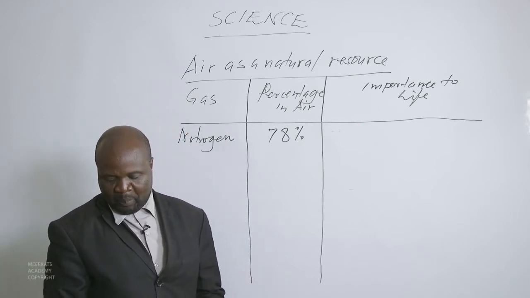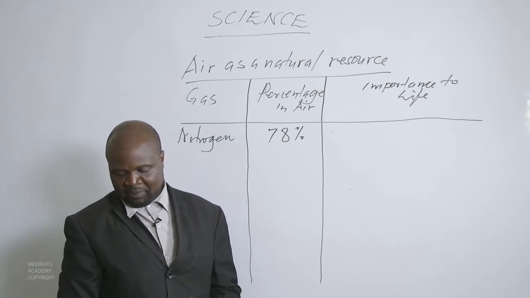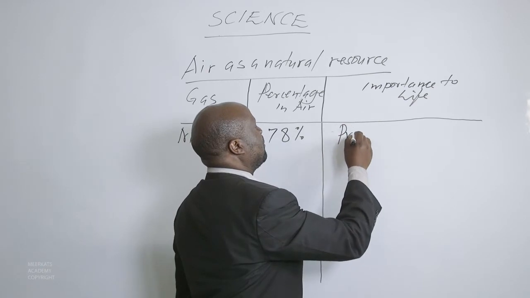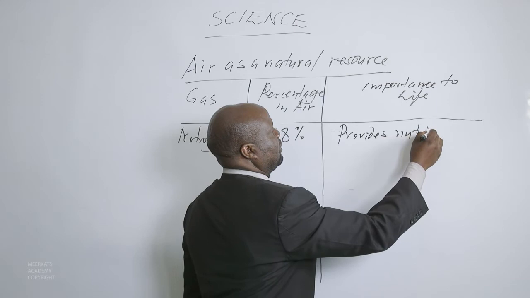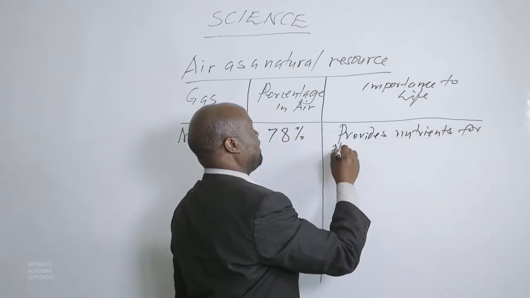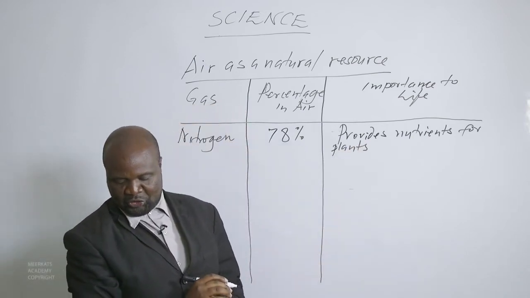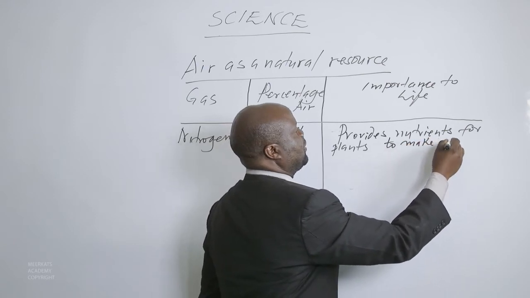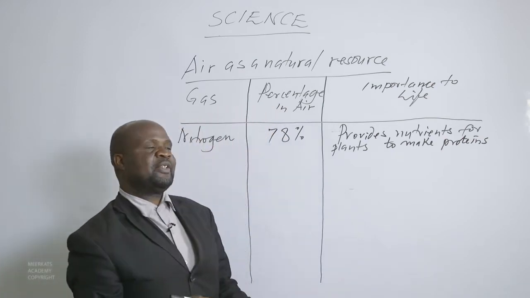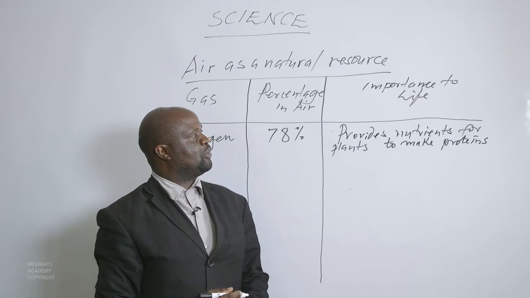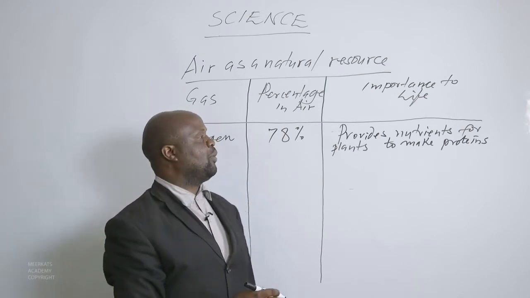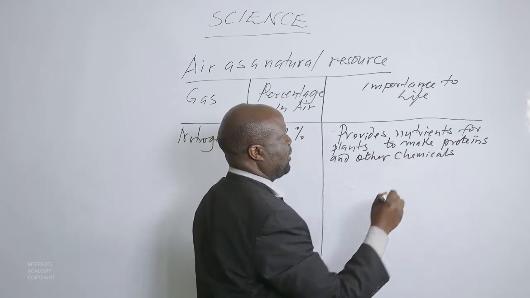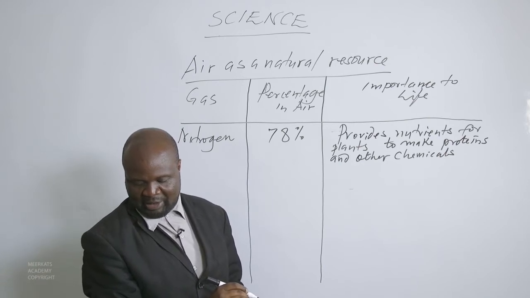We are told nitrogen provides nutrients for plants to make proteins and other chemicals. So nitrogen provides nutrients for plants to make proteins. We can see that plants use nitrogen to make proteins and other chemicals which humans and other animals can use as food.